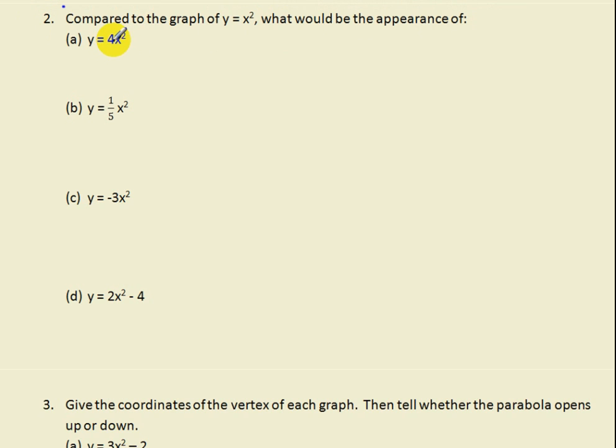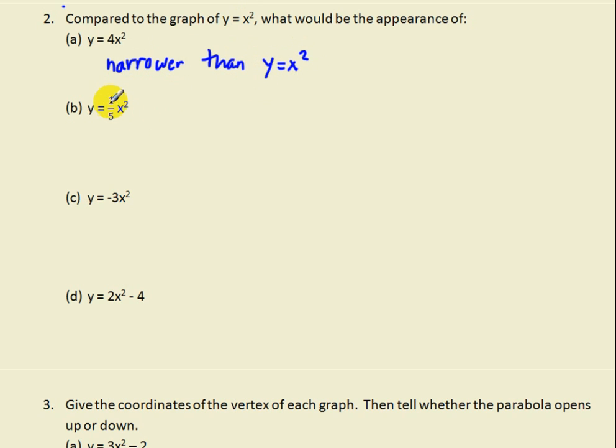Well, 4x squared, that 4 is greater than 1. This means this is going to be narrower than y equals x squared. The absolute value of a is greater than 1, so that makes it narrower.